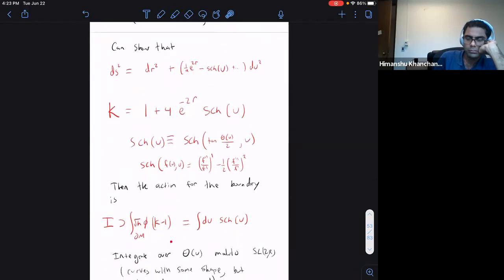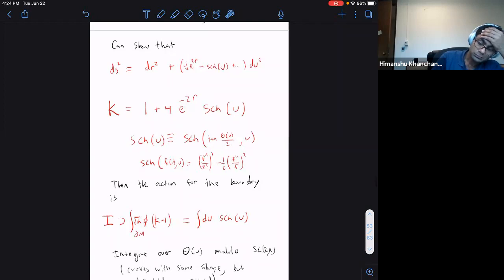The JT gravity boundary action is like the dilaton at the boundary, which we fix to be 1 for normalization, times the curvature minus 1. So we just pick out this term here. And it turns out that you can rewrite the JT gravity action, the boundary term, as the integral of the Schwarzian derivative of this function theta of u, in this limit where we take this renormalization parameter epsilon to 0.